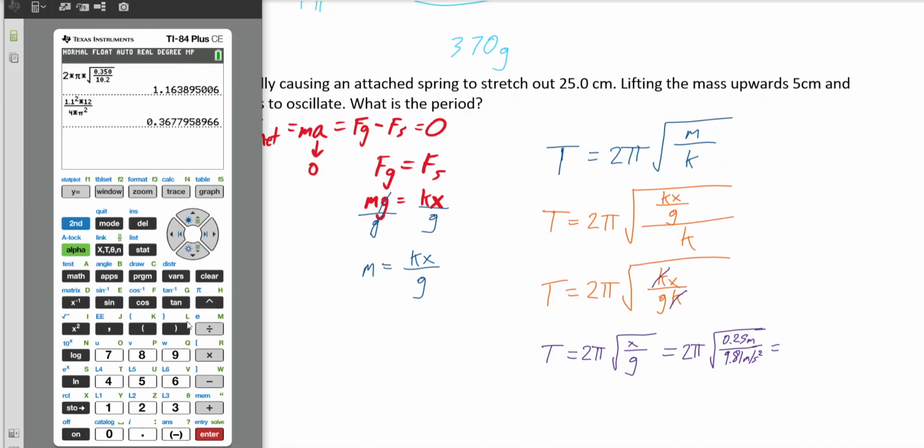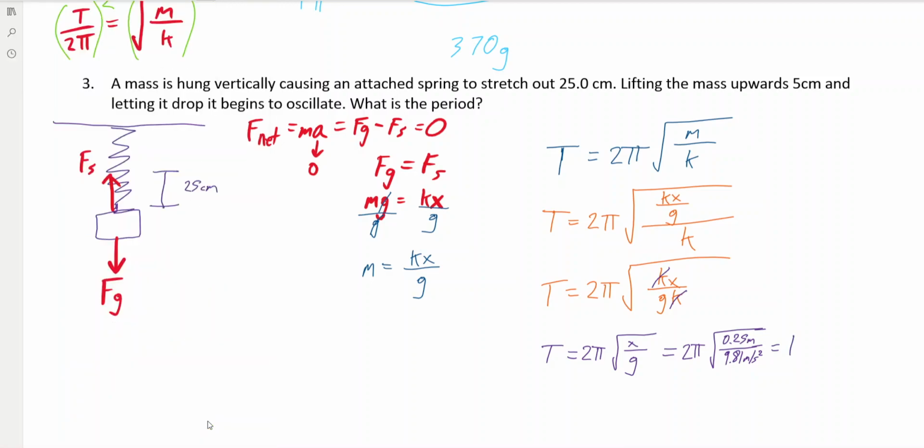And let's go ahead and try this out. So 2 times pi times the square root of 0.25 over 9.81, and we get 1.003, and we only have 3 sig digs, so 1.00 seconds.